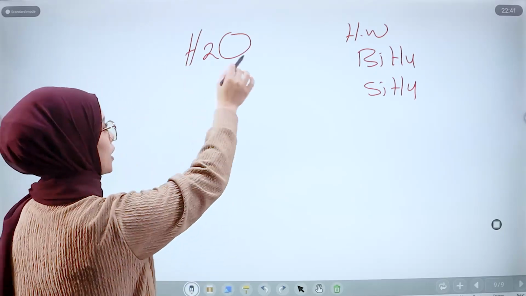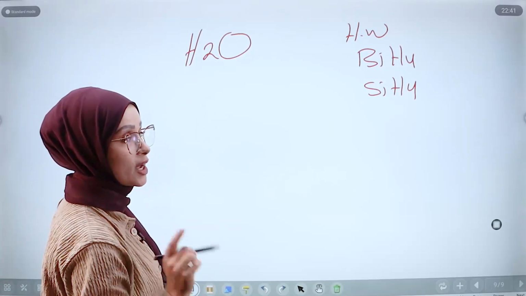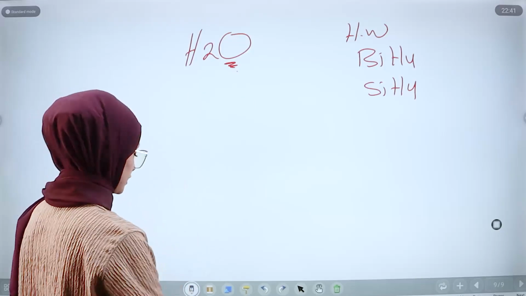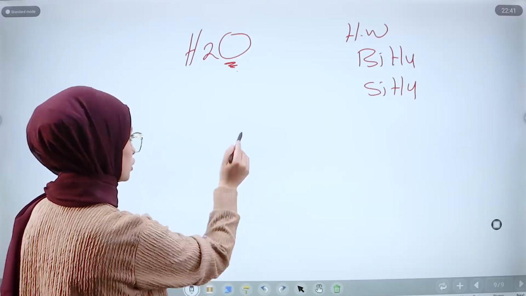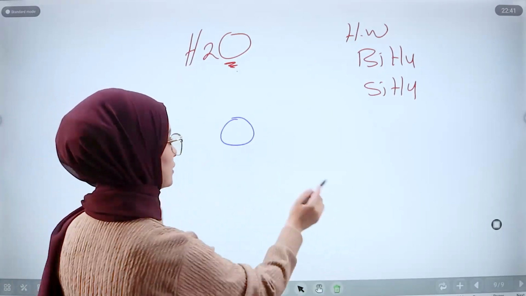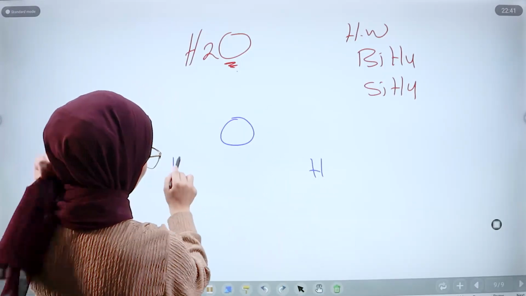Now, H2O, where is the central atom? We only have one central atom, which is the oxygen, because it has the least number. I will write the oxygen here, teacher, and I will put the 2 hydrogens around.